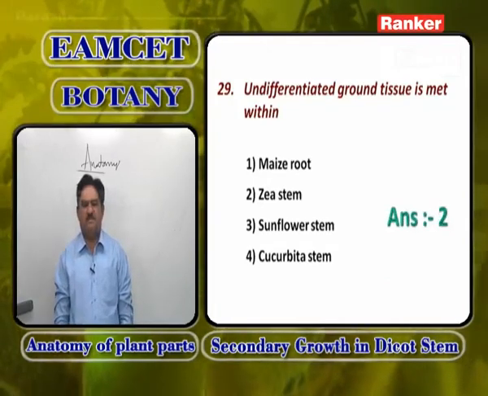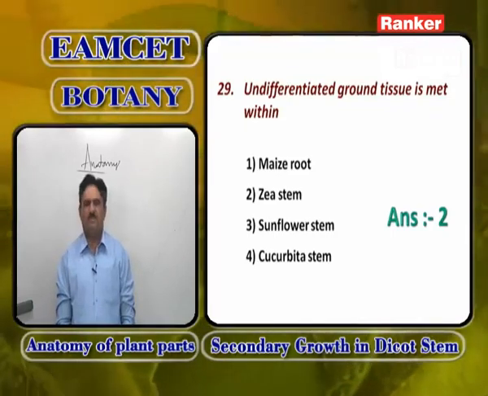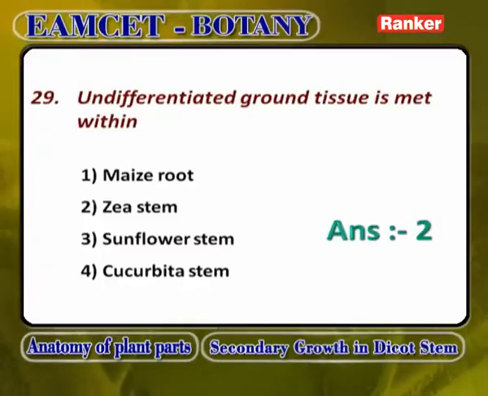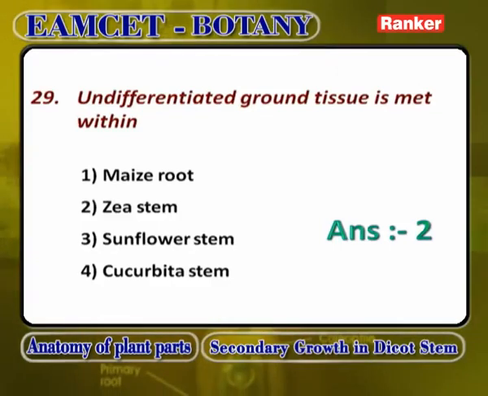Undifferentiated ground tissue is met with, or undifferentiated ground tissue is found in which one? Maize root, ground tissue is nothing but medulla. Undifferentiated ground tissue is met with, that means present, in a maize root, in a Zea mays stem, in a sunflower stem and a Cucurbita stem. Undifferentiated ground tissue is found in Zea stem. Why? The total inner portion is filled with ground tissue where numerous vascular bundles are irregularly scattered, which is called atactostele. So, answer is 2.